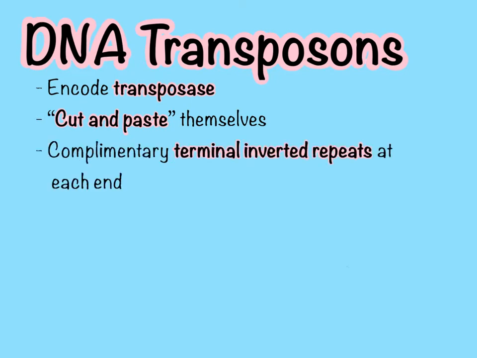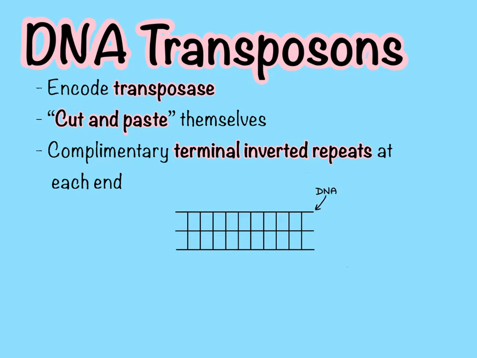Well, at the ends of every DNA transposon are a pair of terminal inverted repeats, which are complementary to each other. For example, if at the start of a transposon there's a sequence ACG, at the end of the transposon there will be the sequence TGC. These terminal inverted repeats show the transposase where the transposon begins or ends, and therefore where to cut it out.